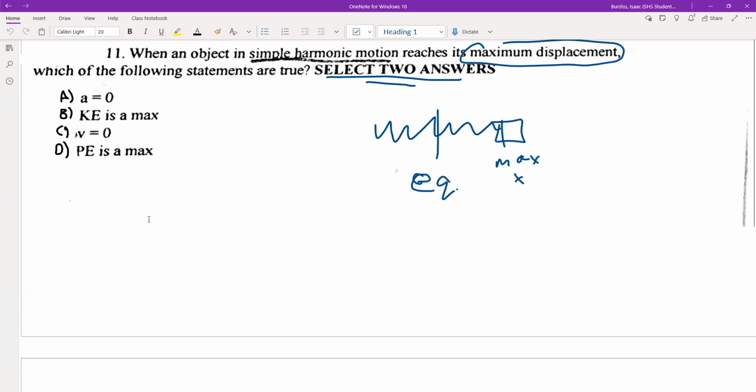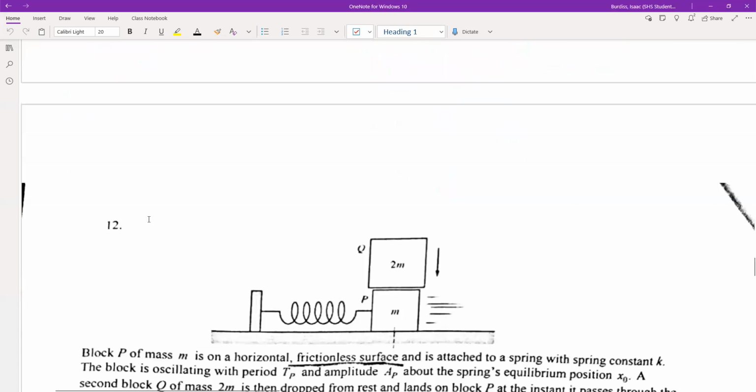So what's true? Is acceleration 0? No. And this is just knowing your stuff, basically. Is kinetic energy at a max? No, because velocity is 0, so how could it be at a maximum? Velocity is 0, yes, that's true. I just said that. And then potential energy is at a maximum, yes, because that's based on the change in x being at a maximum, and since it is, also the potential energy will be. And those were multiple choice questions.